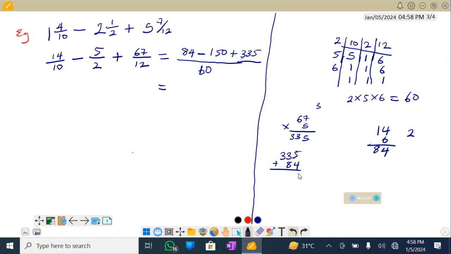5 plus 4, that will give us 9. 3 plus 8 will give us 11. So we write 1 and take 1. 1 plus 3 will give us 4. Then we are subtracting 150. So we now say minus 150. Okay, that will give us 9 plus 0, that will give us 9. 1 plus 5, that will give us 6. 4 plus, oh, sorry, we are actually subtracting.